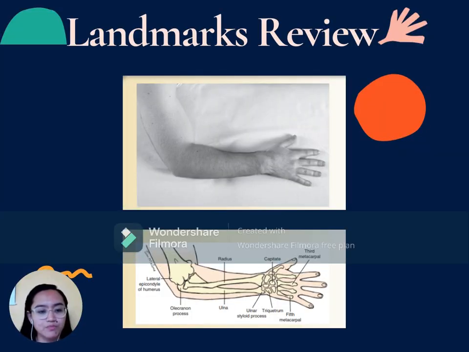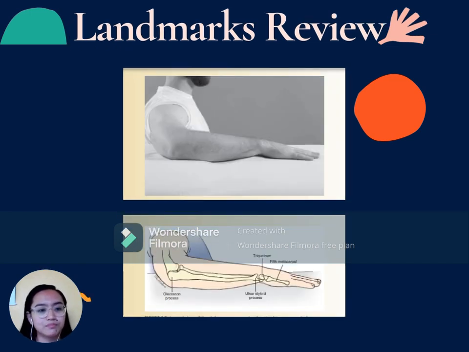So for landmarks review, as you've seen, both of these pictures show the posterior view of the upper right extremity. The picture shown above is about the surface anatomical landmarks, and the picture below shows the bony anatomical landmarks. So here are the landmarks. On the other hand, for the lateral view of the upper right extremity, the picture above shows the surface anatomical landmarks, and the picture below shows the bony anatomical landmarks. So these will serve as reference for the succeeding tests which we will perform.